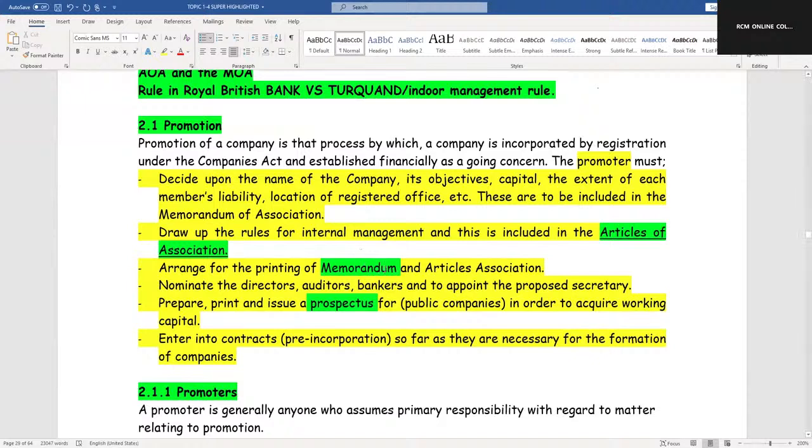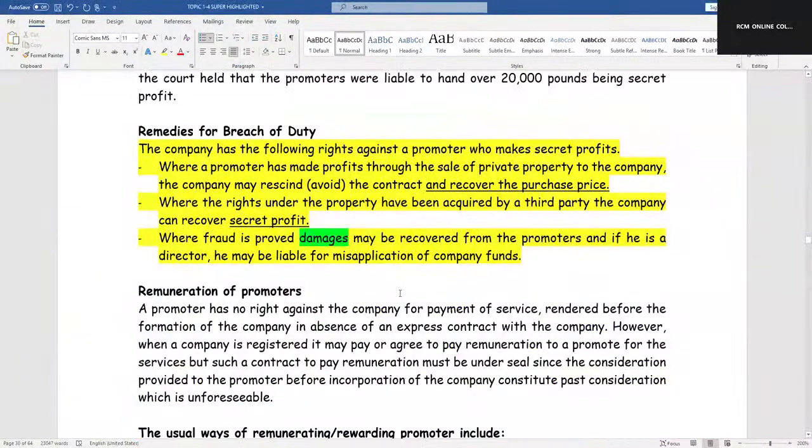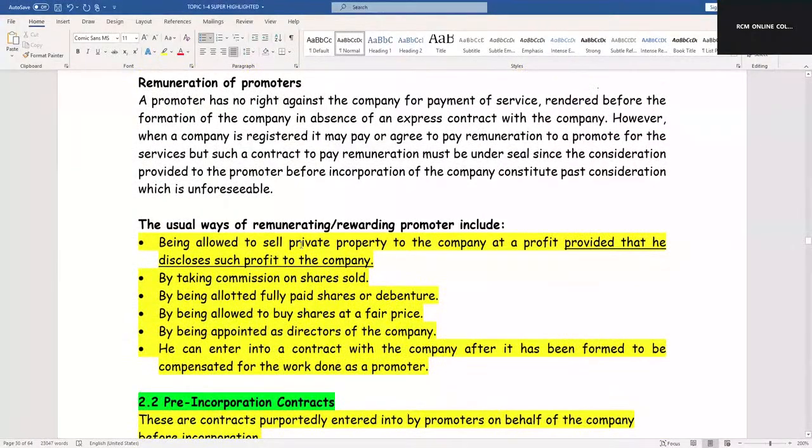But companies can voluntarily remunerate the promoter in a number of ways. Number one, they can allow him to sell a property or an asset to the company. But there's a rider to this, which you've already seen: he must disclose any profit made on the sale of such assets. Failure to do so, it will be taken to be a secret profit, and therefore he would have failed in his duty of utmost good faith, to act in the best interest of the company. So he can be allowed to sell assets and get something.